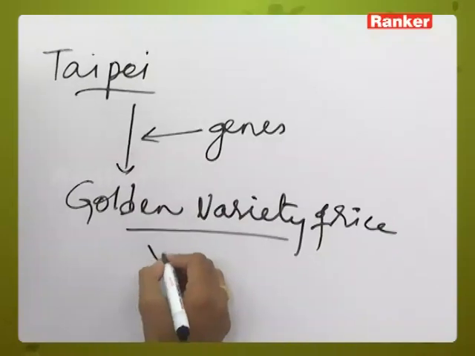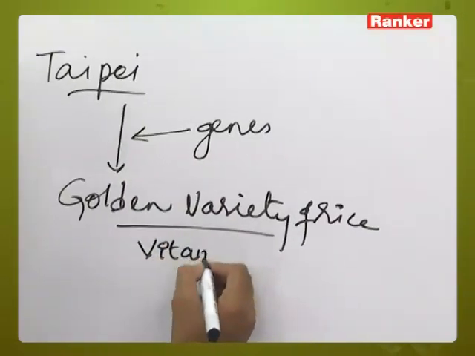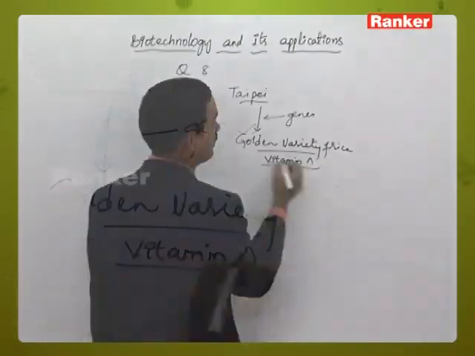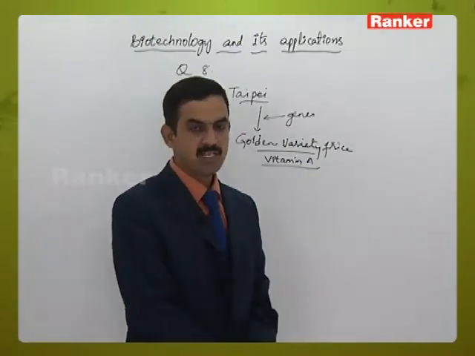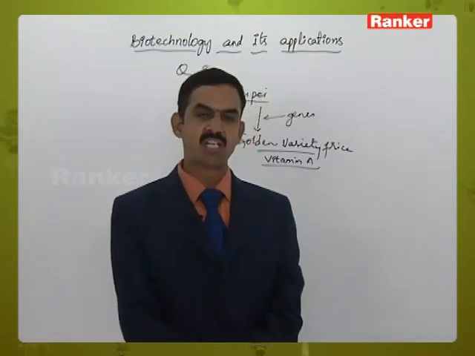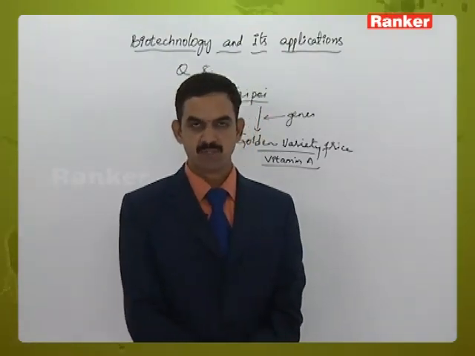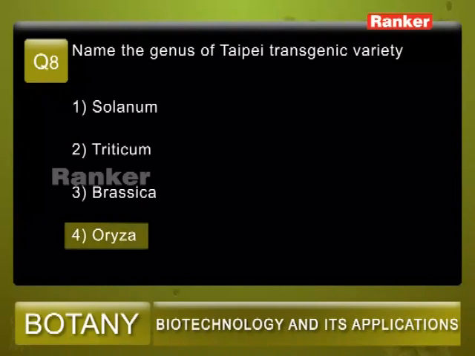So it is having vitamin A. That means it is rich in vitamin A. So here, as we are saying, it's a rice plant. The genus to which this type A transgenic variety belongs to is Oryza. Oryza. So question number 8, the correct answer is 4.